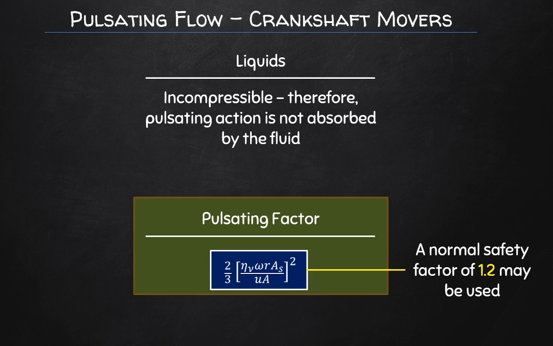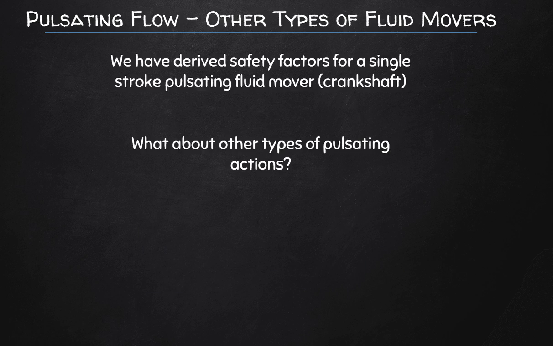Okay, so this pulsating factor is a complex factor that you can determine by hand, but 1.2 is an approximation that works. It's safe enough. It accounts for most of the maximum flow rates that you will hit. Alright.